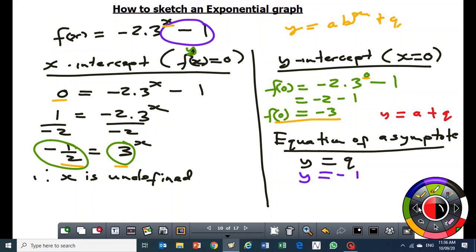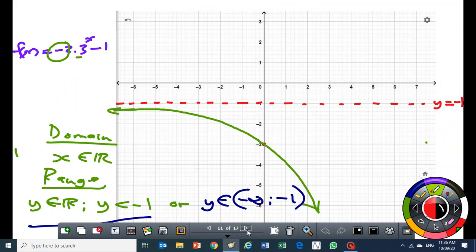Okay? So we have got y equal to minus 1. Now, when you are sketching an exponential function, like the hyperbola, you draw the horizontal asymptote first before you do anything. Draw your horizontal asymptote first. So if I move on to the next page, I drew my horizontal asymptote first, and I wrote the equation of that asymptote. Y equal to -1.